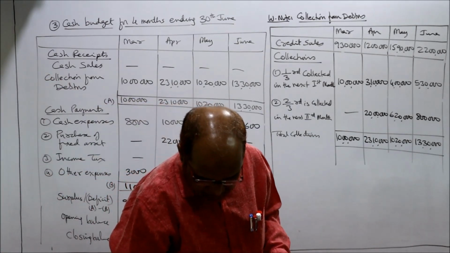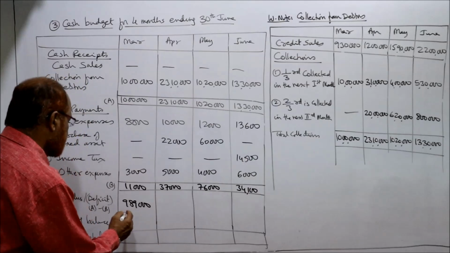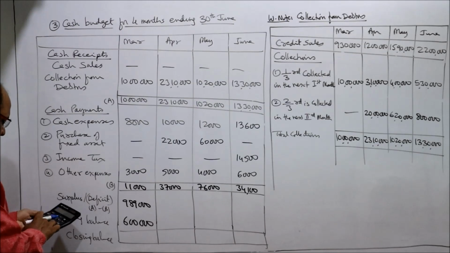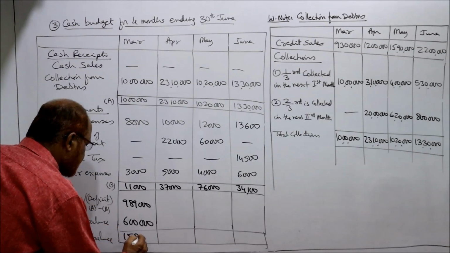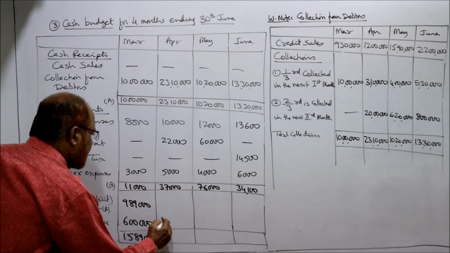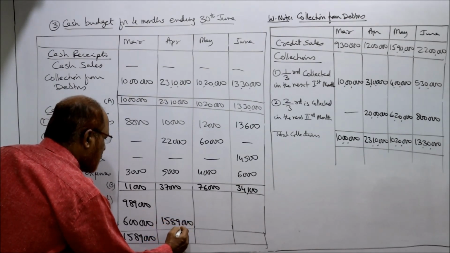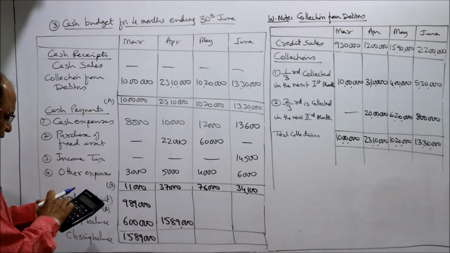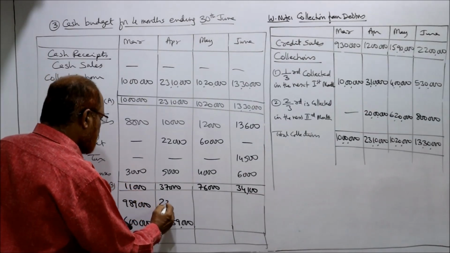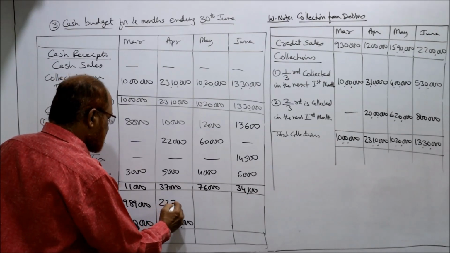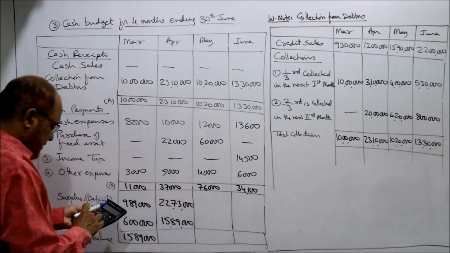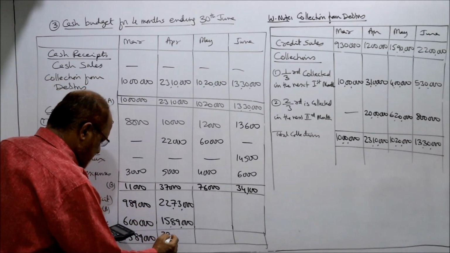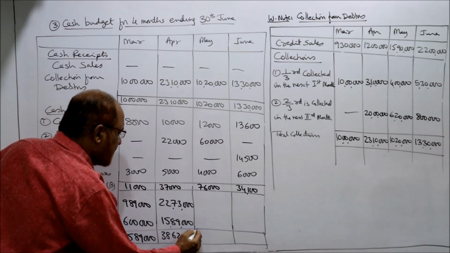How much is the opening balance? It is given in the problem. Cash in hand in the beginning of March is 6 lakh rupees plus 9,89,000, 15,89,000. This 15,89,000 will become opening balance. Here 23,10,000 minus 37,000, it comes to 22,73,000 plus 15,89,000, 38,62,000.